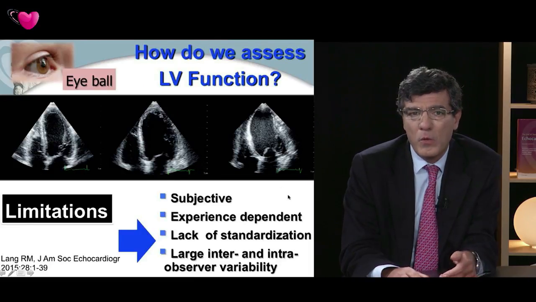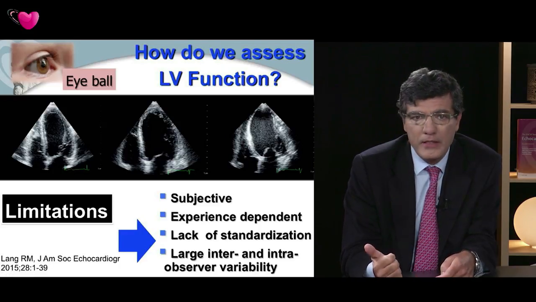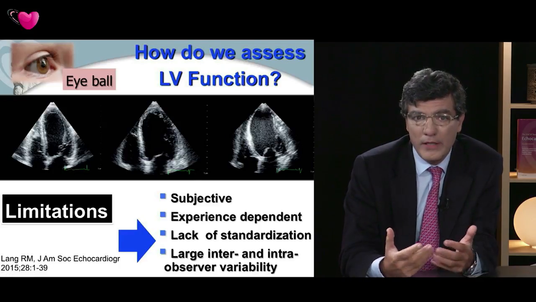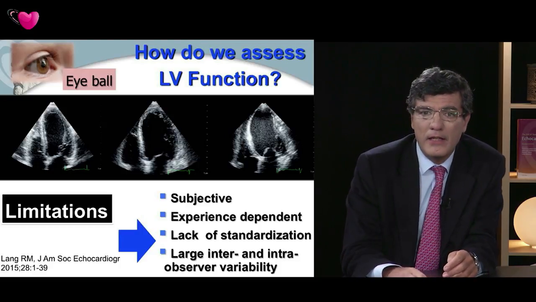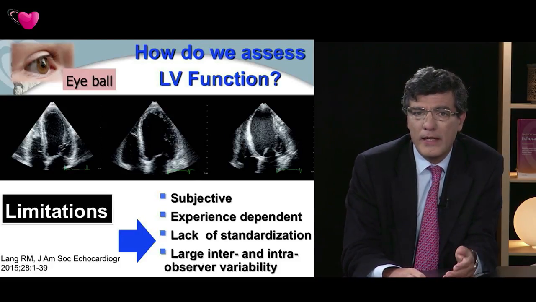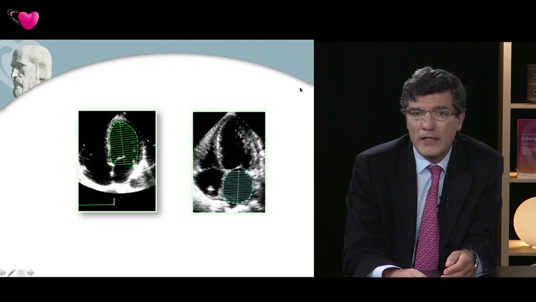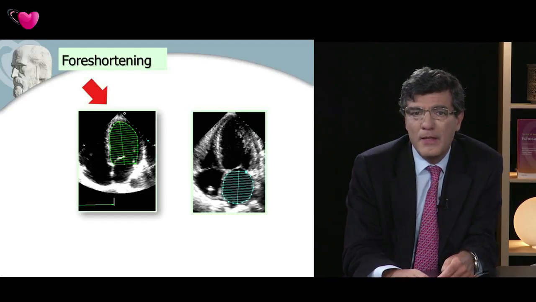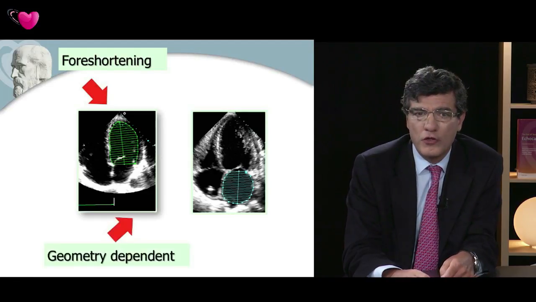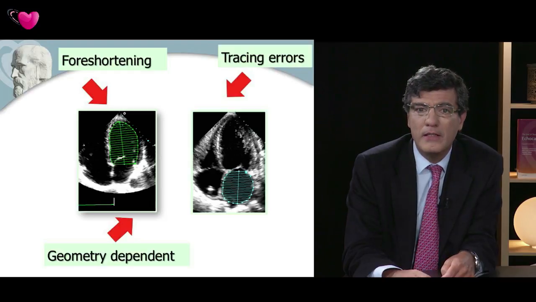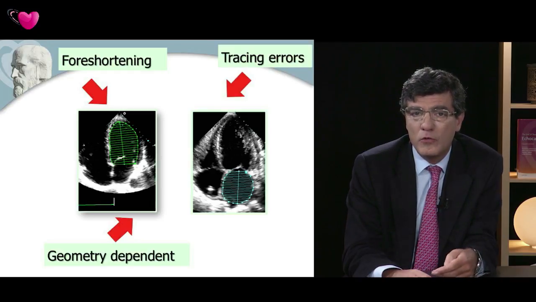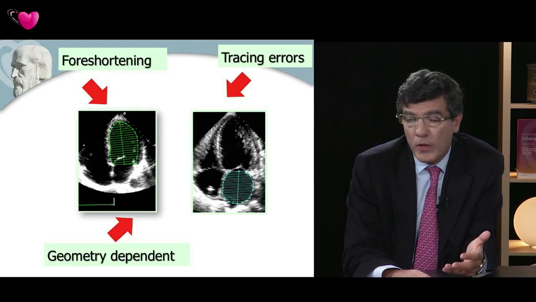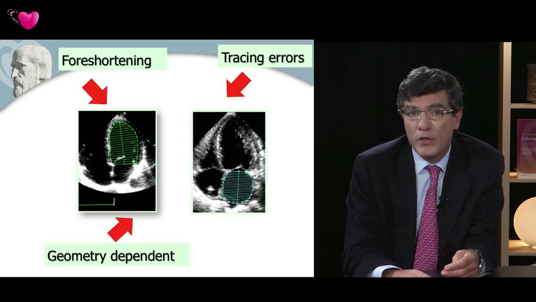And why is this? Well, we know that 2D has many limitations. It's subjective. You need experience to interpret the images, and there is a clear lack of standardization when we use the eyeball. In fact, there are also some assumptions that are clear limitations for the 2D technology. The foreshortening, the geometric dependency, and also the tracing errors lead to some important errors in quantification of what we want to know from the LV or from different chambers with 2D echo.